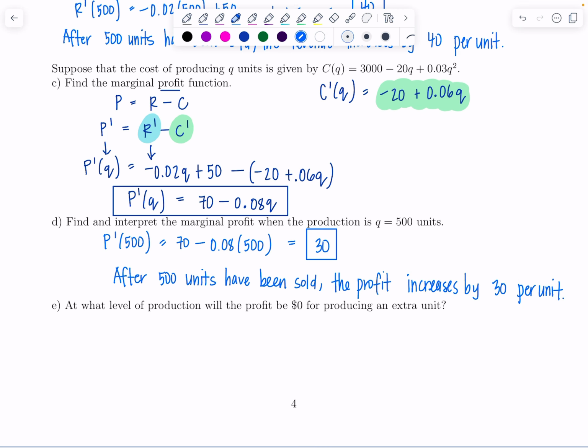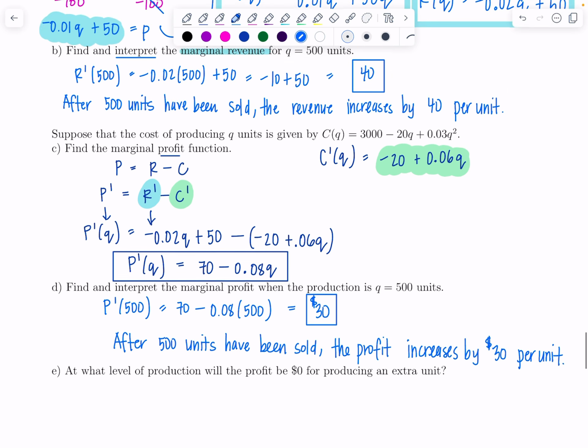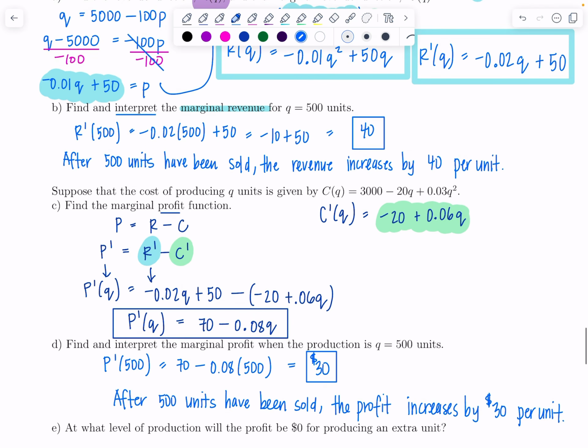And then E, at what level of production will the profit be $0? Oh, so we are in dollars. Okay, then. Let me go back. But don't assume, you guys. Are any of you international business majors? See, who knows? Okay, good.